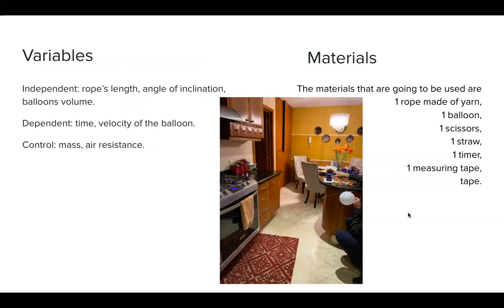So the materials that I used for this experiment were, first, a rope of yarn, second, a balloon, third, a pair of scissors, fourth, a straw, fifth, a timer, sixth, measuring tape, and last, tape to put everything together.